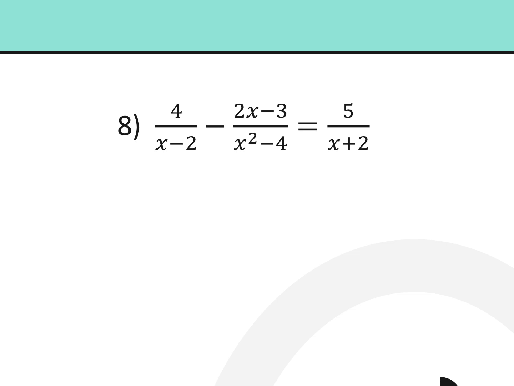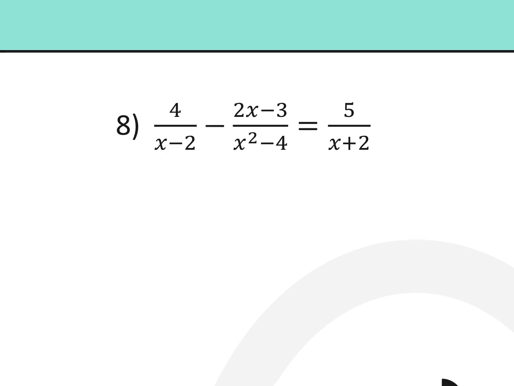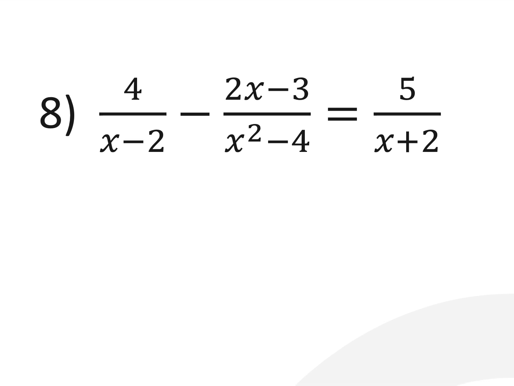All right, rationals. Rationals is a grown-up thing for fractions, okay? First thing we need to do is what? Okay, let's factor and find a common denominator. So this is the same as x plus 2 times x minus 2, correct? So our common denominator is going to be a combination of x plus 2 and x minus 2.